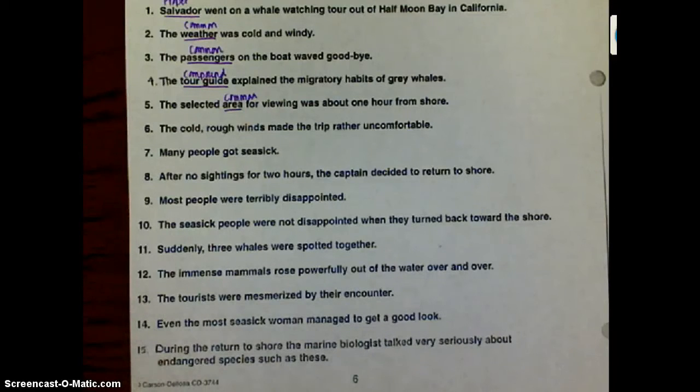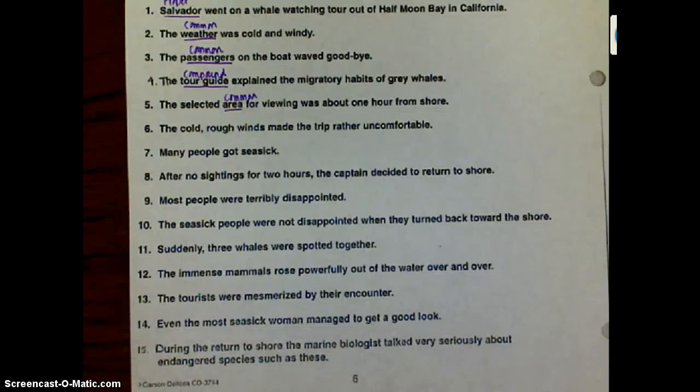Number 11, suddenly 3 whales were spotted together. Who or what did it? Number 12, the immense mammals rose powerfully out of the water over and over. Who or what did it? Number 13, the tourists were mesmerized by their encounter. Who or what did it? Number 14, even the most seasick woman managed to get a good look. Who or what did it? Number 15, during the return to shore, the marine biologist talked very seriously about endangered species such as these. Who or what did it?